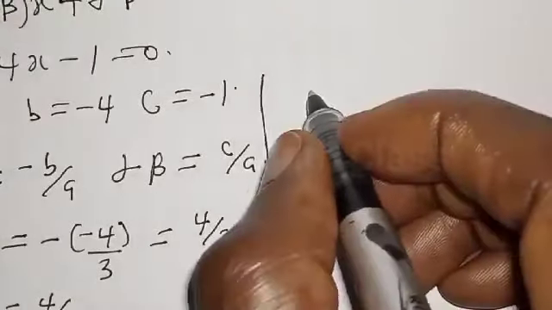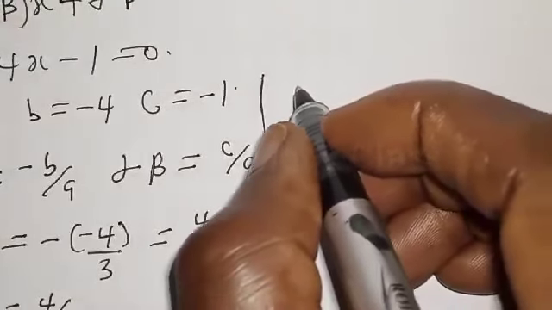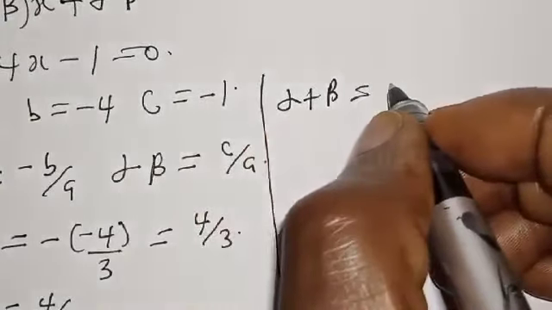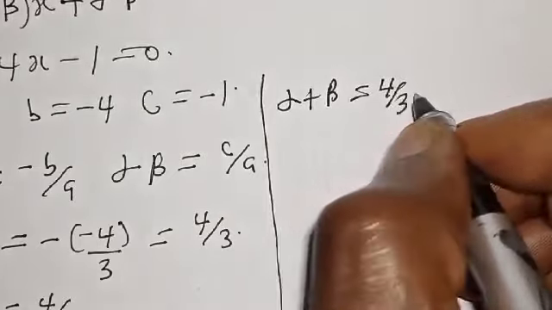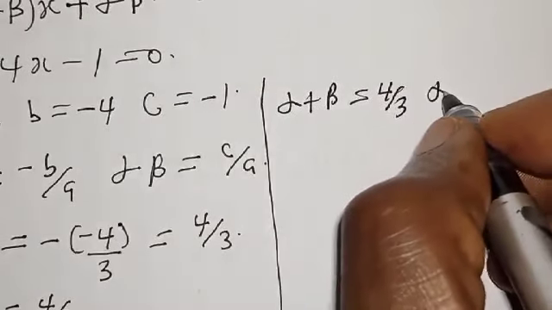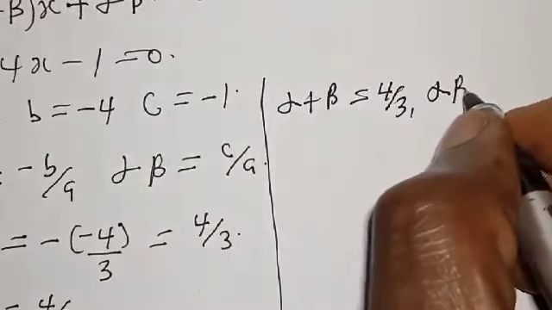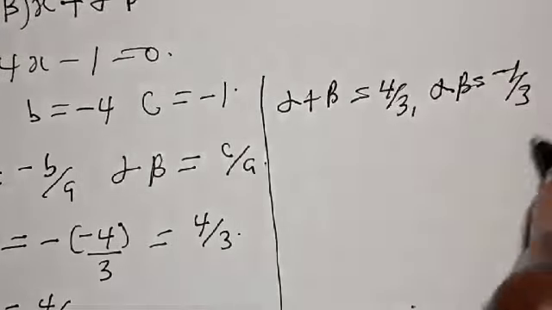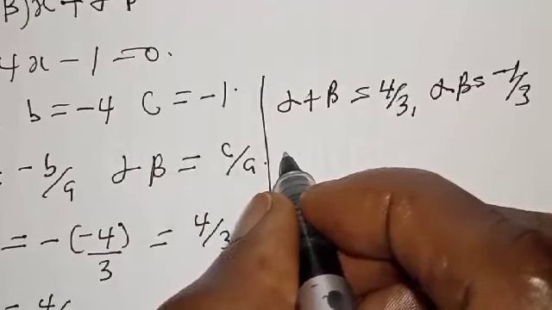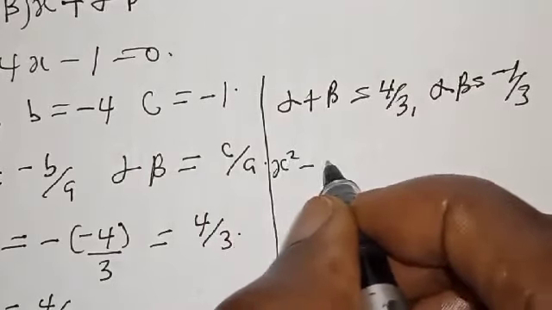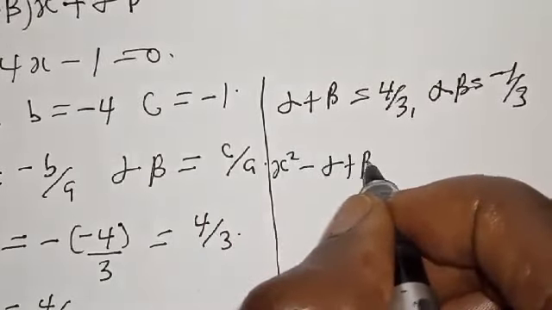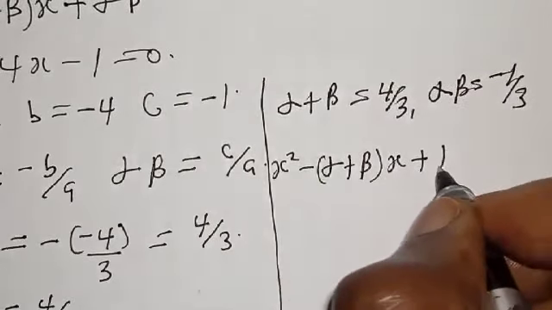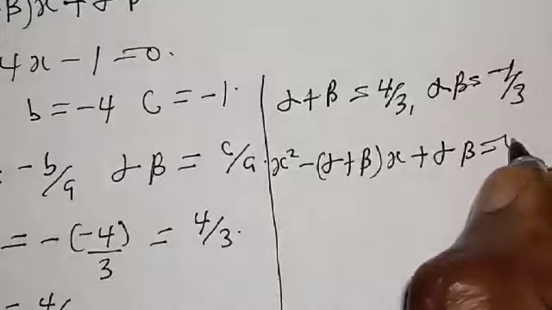Now let's confirm if our answer is right or wrong. We have alpha plus beta is equal to 4 over 3, and alpha beta is equal to minus 1 over 3. And we have the quadratic equation in standard form as s squared minus (alpha plus beta) into s plus alpha beta equal to 0.